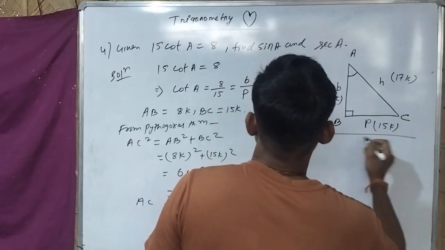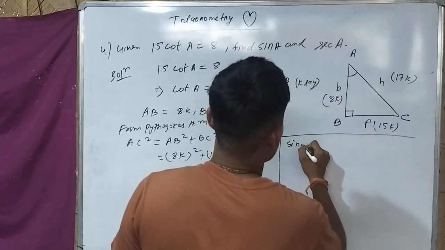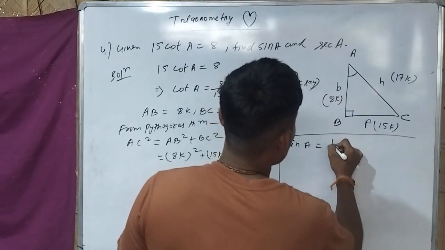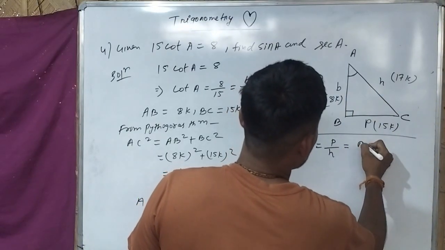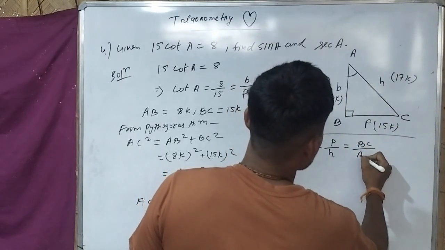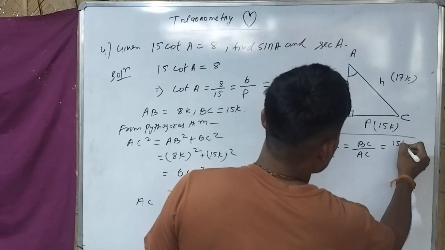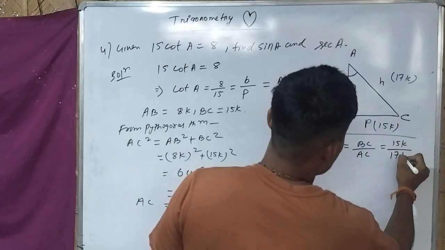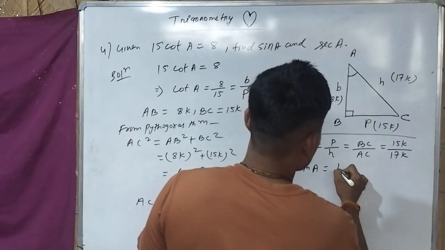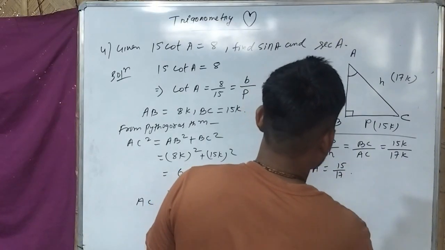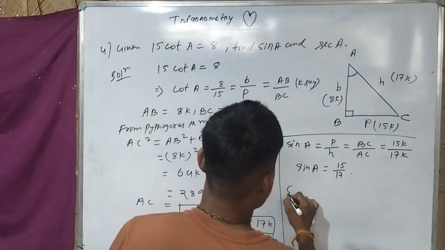Now what can we find? We can find sin A. Sin A is perpendicular by hypotenuse. So what is the perpendicular for sin A? BC is the perpendicular and AC is the hypotenuse. So 15k by 17k. That means sine of angle A is 15 by 17. Okay, clear. Next is sec A.